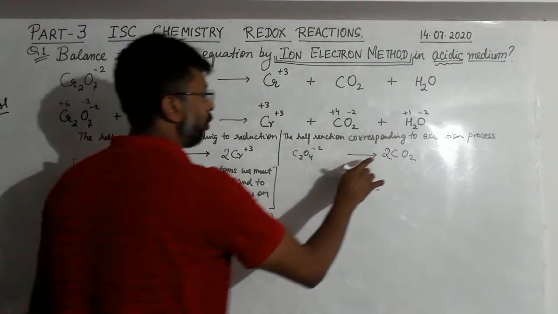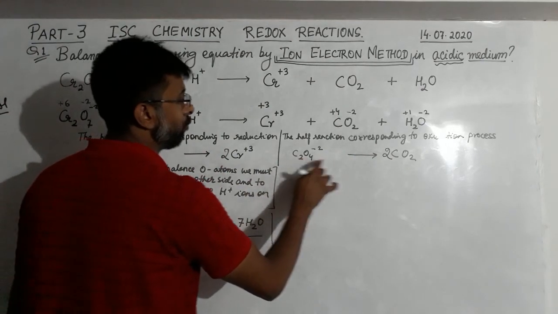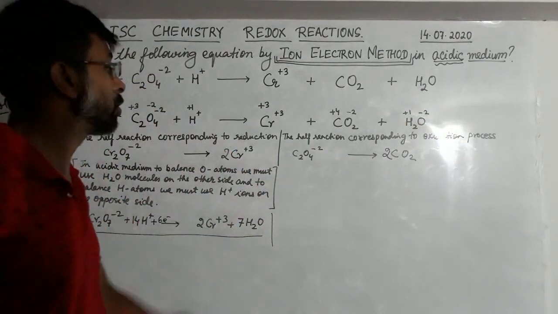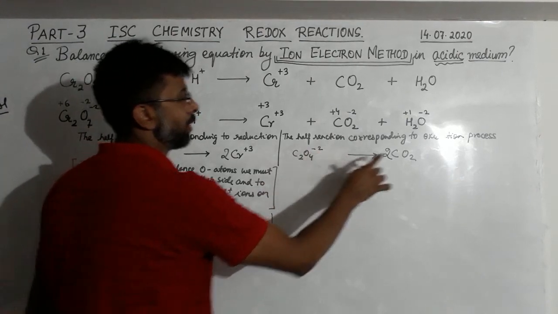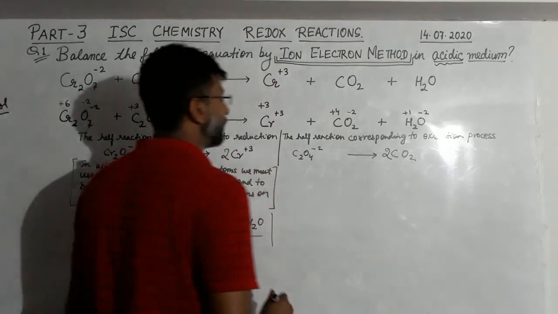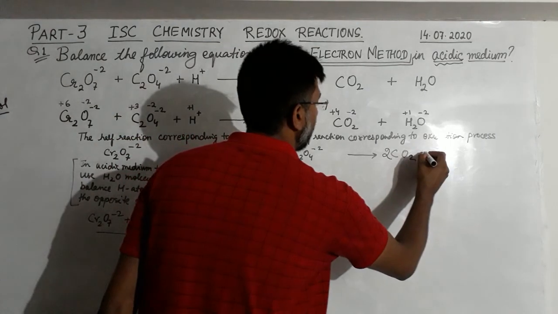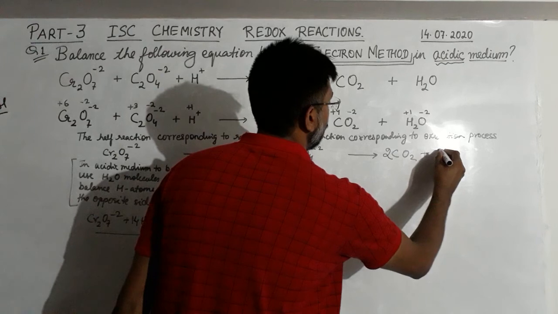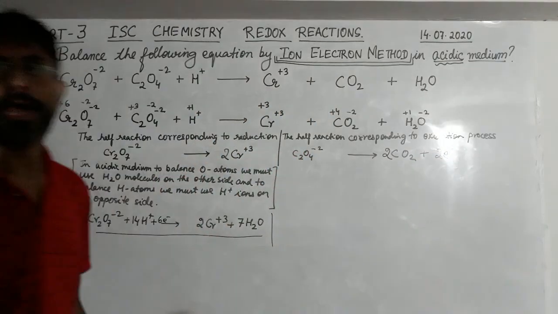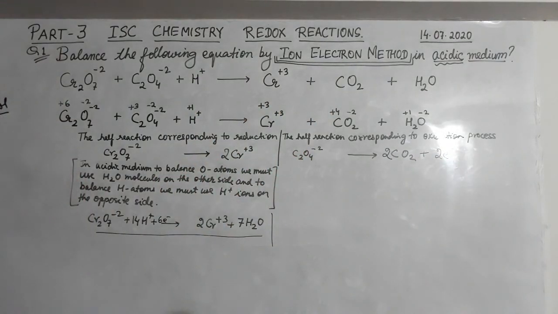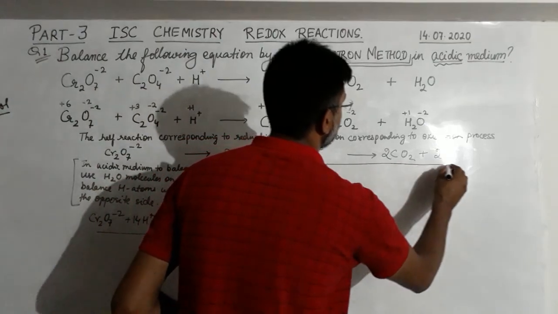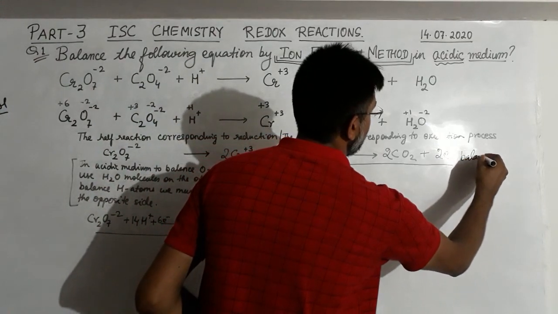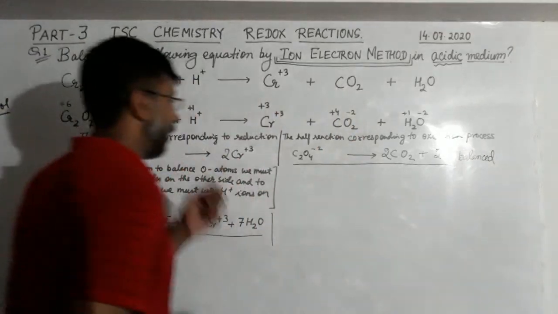Now as soon as I put 2 over here, carbon is balanced. Oxygen is 4, oxygen is already 4. Now what is not balanced over here? It is charge. On the left hand side, there are 2 negative charges, but here there is no charge at all. So to balance the negative charge, I must put 2 electrons over here. Have a look. I must put 2 electrons on the oxidation process side. Now after putting 2 electrons, this oxidation half reaction is also balanced. Now everything is balanced.